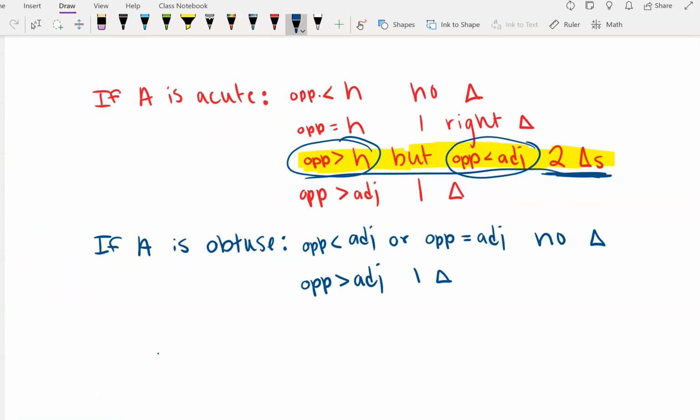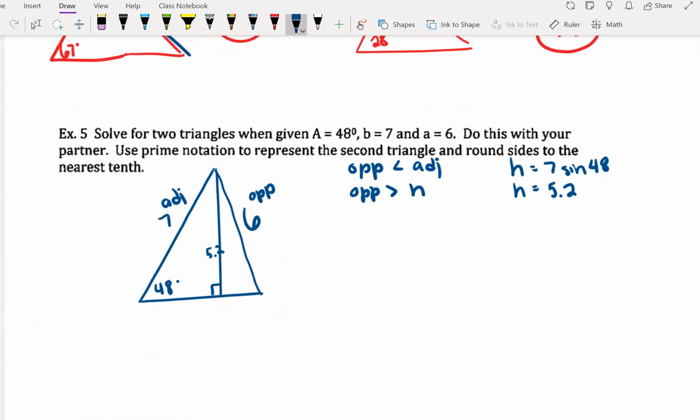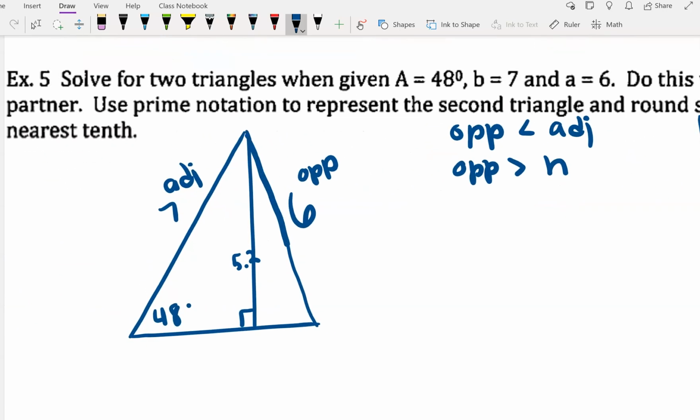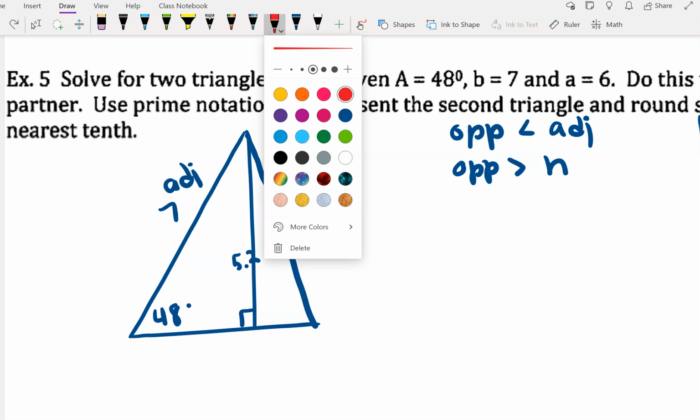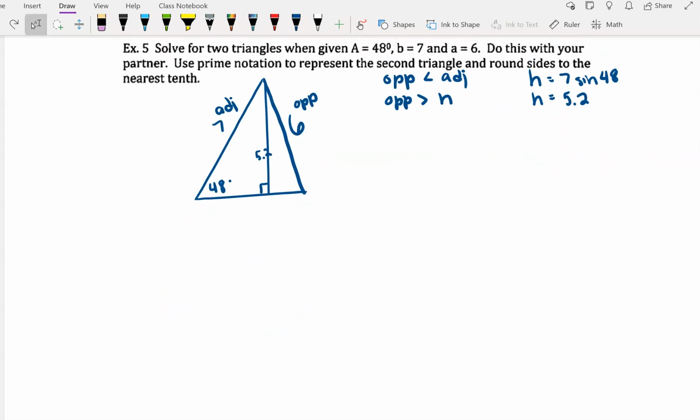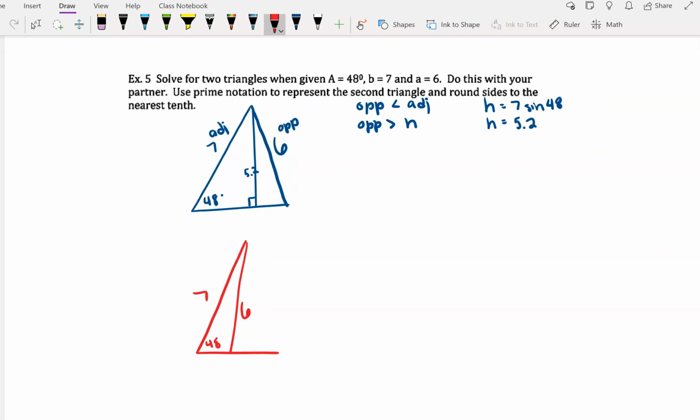The opposite was greater than the height, but less than the adjacent, which means this side is long enough that it can hinge past that height there, but it's still shorter than the adjacent side. So we will be creating two triangles here. There's going to be the larger one that we had originally drawn, and then there's also going to be this option. I'll draw it down here. So we'll still have 7 and 48 degrees, but now this 6 is going to hinge inward instead of outward and create this smaller triangle with an obtuse angle in it.